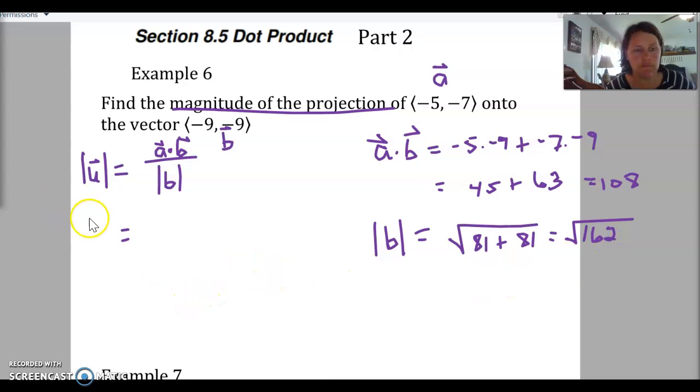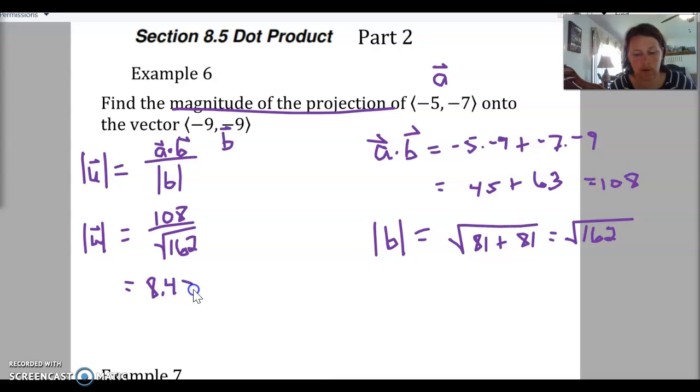Okay, so that means the magnitude of our projection is going to equal the dot product, which we found to be 108, divided by the square root of 162, and then I just figured that out as a decimal, so 8.48528. And that's our final answer.